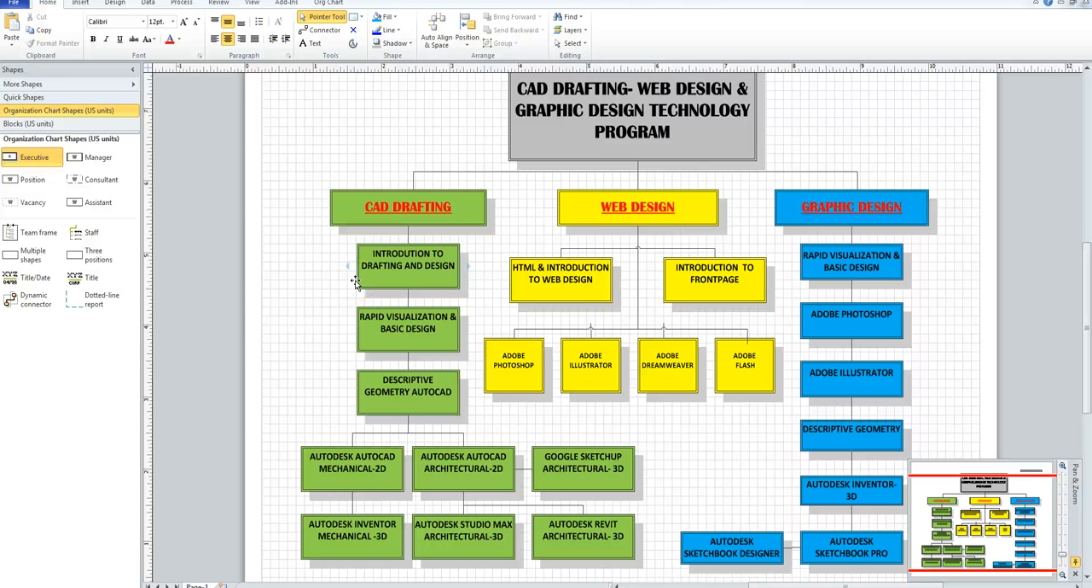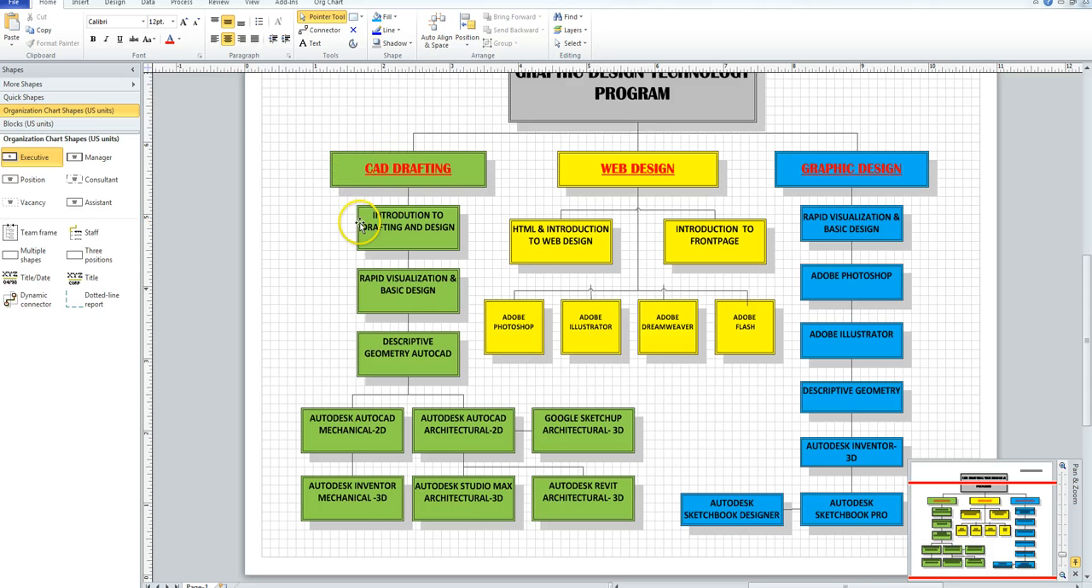Hi, we are going to start working with our CAD drafting program that you see over here. These are all the courses that I'll be teaching one by one, and we'll be going towards CAD drafting, web design, and graphic design technology. The one that you see in green, this is all CAD drafting that we will be working with.